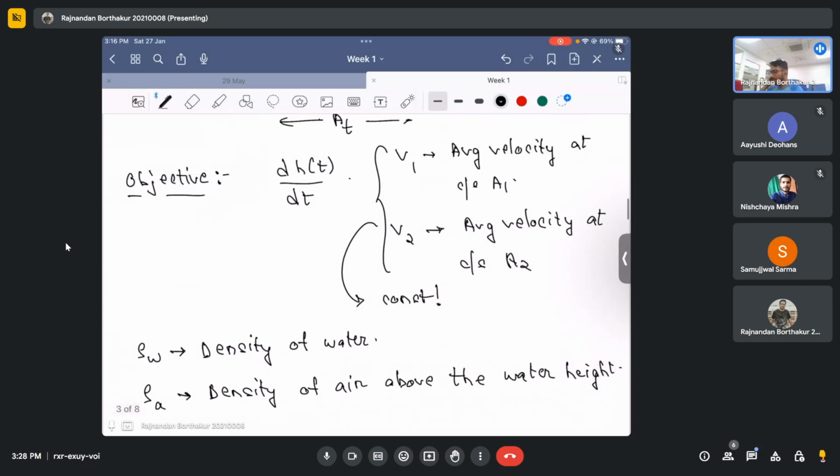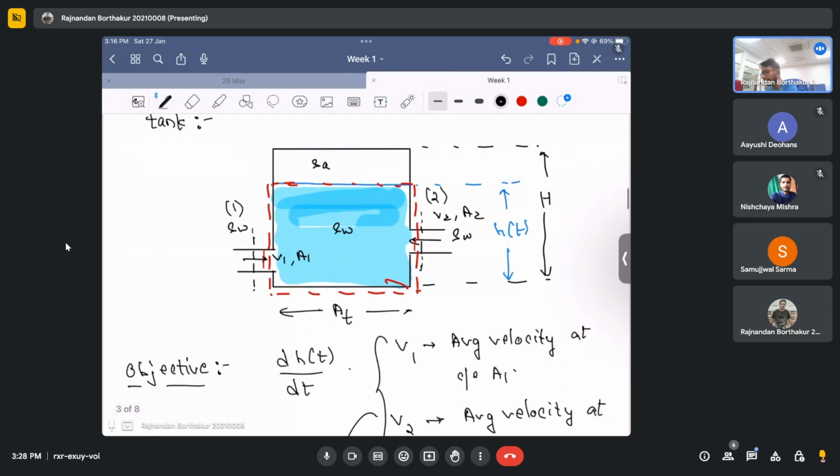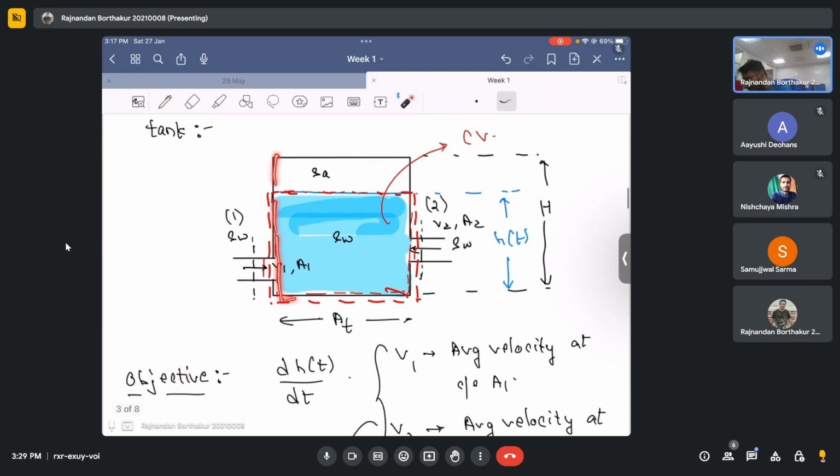All right. So with this information, let us now try to solve this problem. The very first thing, as you can see in this problem, is the choice of a control volume. So what we will do is choose this water portion inside the tank to be our control volume. Some of you might also choose this entire tank as a control volume.